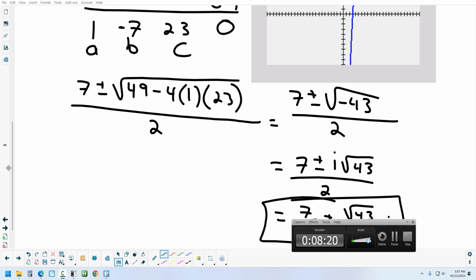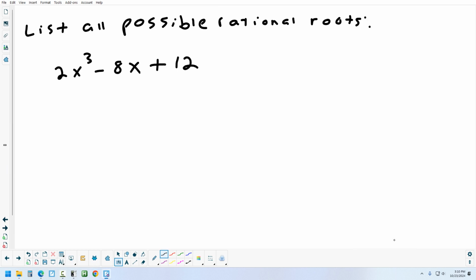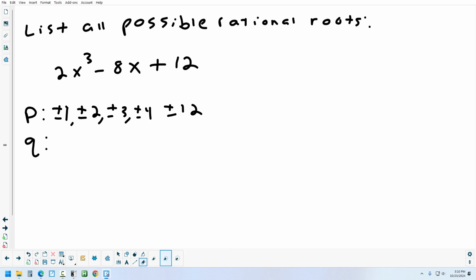Okay, so for the next one, we're going to look at finding all possible rational roots. So we're going to list out all the p's and q's. Good. So let's start with p. P is all the factors of the constant, which in this case would be 12. Plus or minus 1, plus or minus 2, plus or minus 3, plus or minus 4, plus or minus 6, and plus or minus 12. Okay, so those are all the different p's.